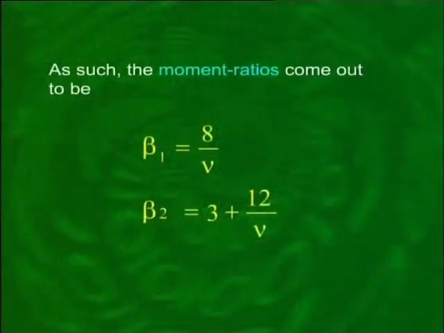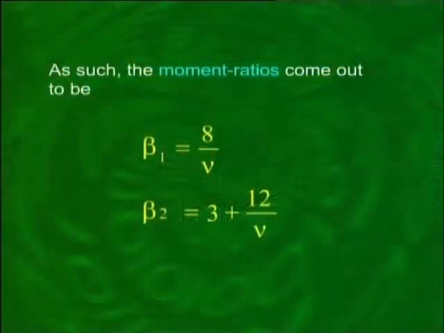But students, we are more interested in the moment ratios, and as you now see on the slide, the first moment ratio, beta 1, comes out to be 8 over nu, and the second one, beta 2, comes out to be 3 plus 12 over nu.